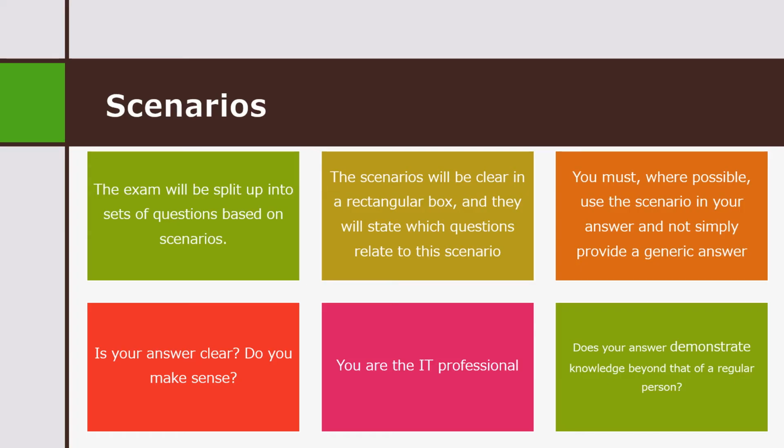So the 80 marks in the exam are going to be broken up into a series of smaller sections relating to scenarios. In my experience, there are usually 4 to 5 scenarios. It's very, very clear what the scenario is, and they tell you at the top of the page questions 1 to 5, 1 to 6, whatever it might be, are related to the following scenario. The scenarios will be in a rectangular box and you need to read them.